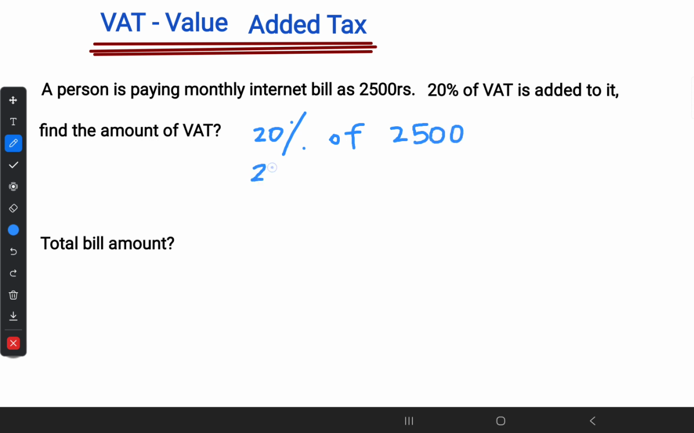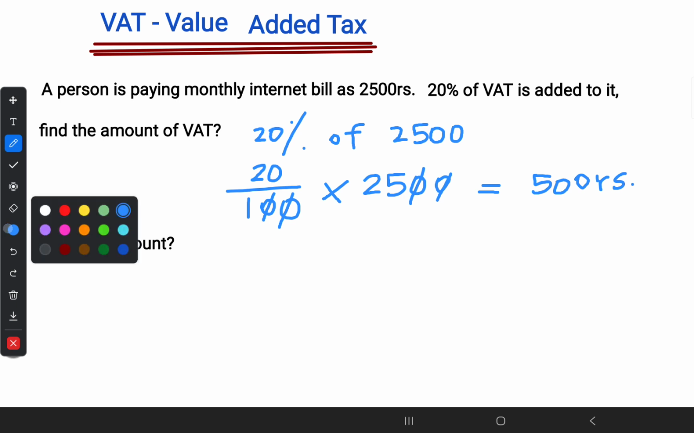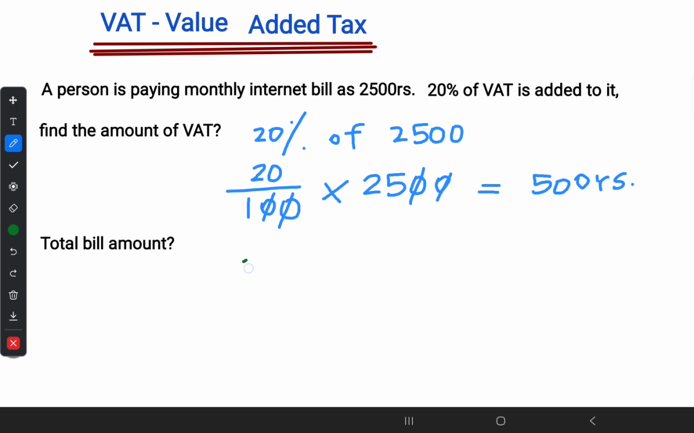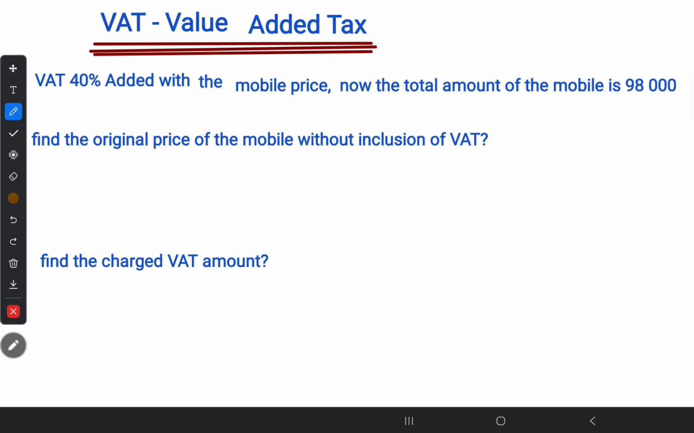When we simplify this, 20 on 100 times 2,500, we can simplify. So it will become 500 rupees. 20 times 25 would be 500 rupees. It is simple. 20 percentage of 2,500 is 500 rupees. So what is the total bill amount? I told you the original amount, and with that, this amount is added to it. Both together, 500 rupees plus the original, would be the total bill amount. It should be 3,000 rupees.